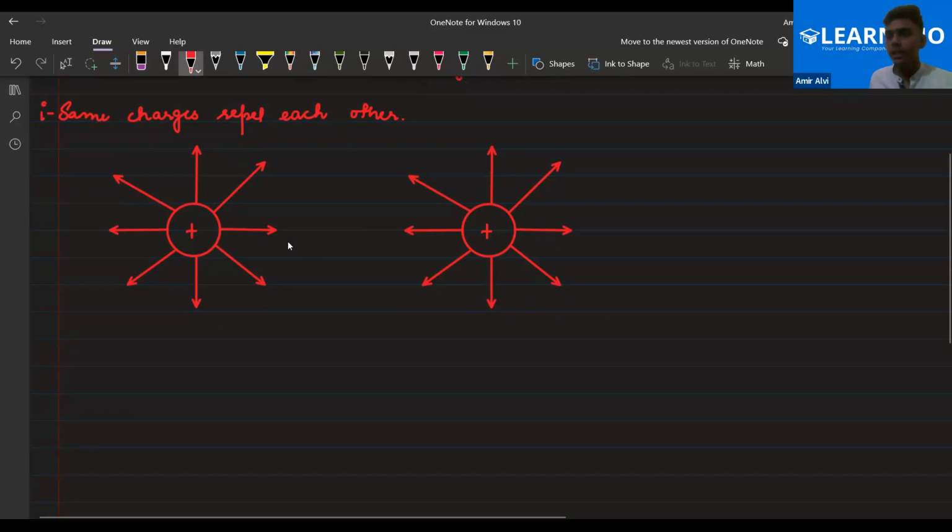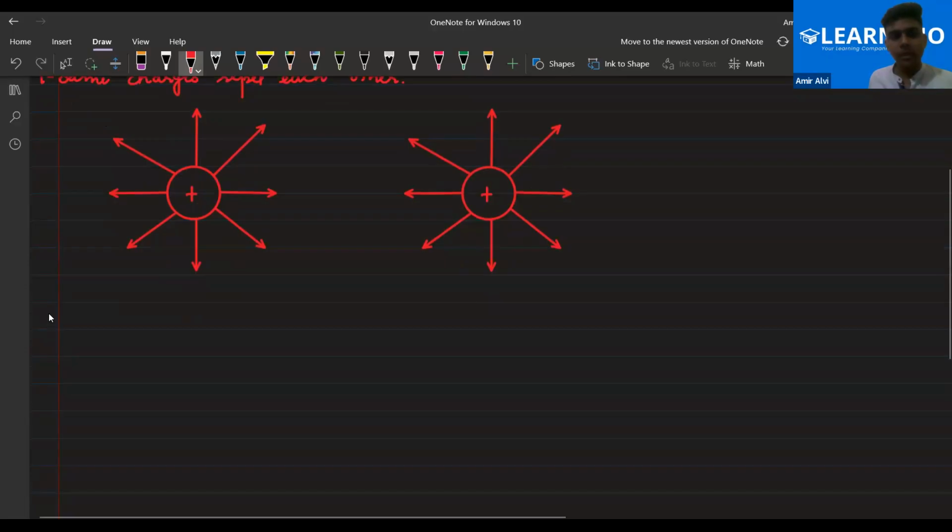Both are positive, right? Both are positive, same charges, similar charges, right? Got it, everyone? Yes, sir. Okay. So this is the basic, or you can say the simplest, explanation about similar and opposite charges.